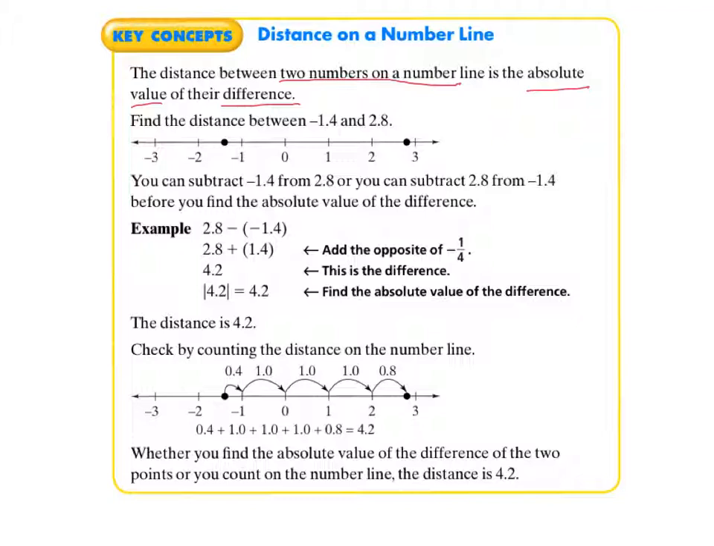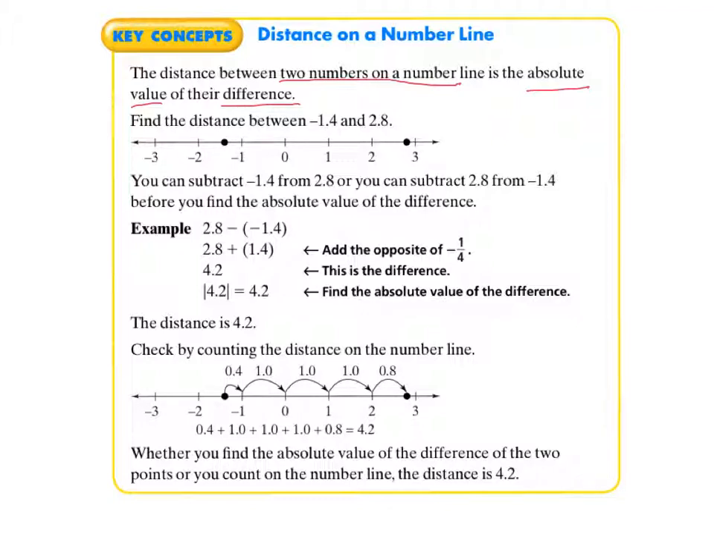of the difference. For example, 2.8 minus negative 1.4 is the same as 2.8 plus 1.4. So that gives us an answer of 4.2. So the difference, or the space between these two numbers on the number line, is 4.2. So the absolute value of 4.2 remains 4.2.